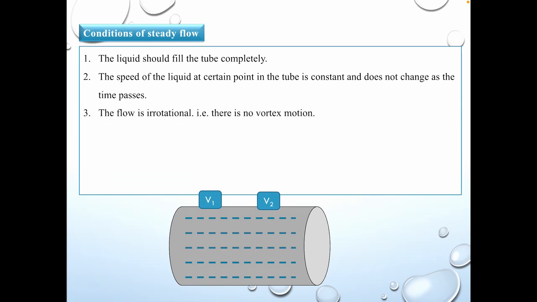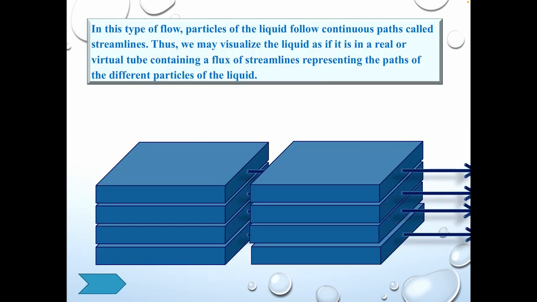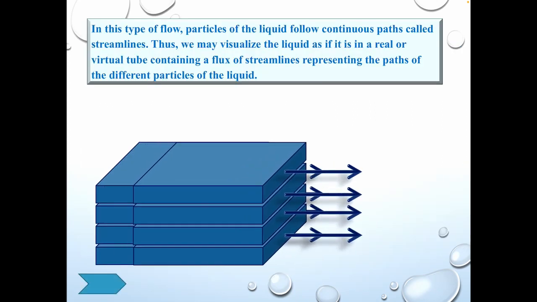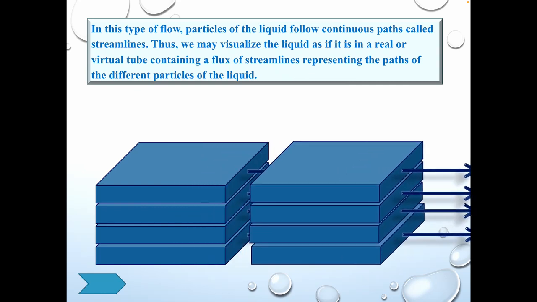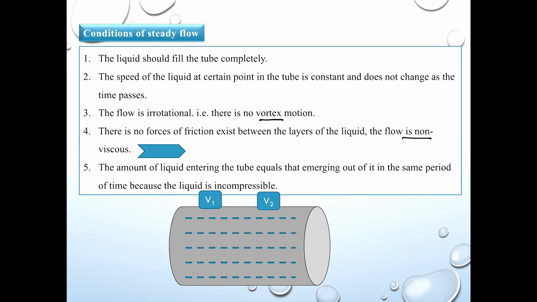The flow is irrotational. There is no vortex motion. Number four, there is no force or forces of friction between layers of the liquid. The flow is non-viscous. Look at here. This is the flow, non-viscous, can move easily. The layers can move easily. Number five, the amount of the liquid entering the tube equals that emerging out of it in the same period of time, because the liquid is incompressible.